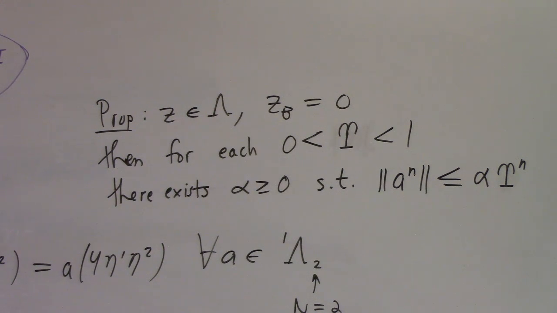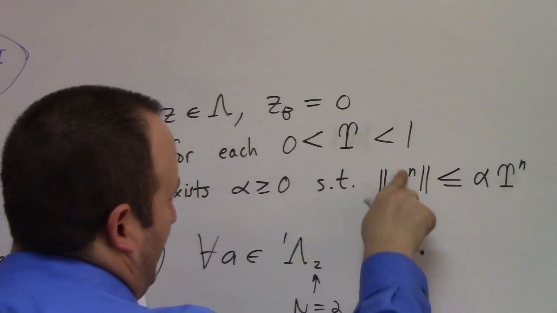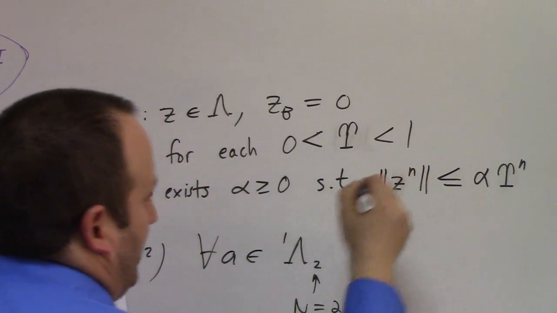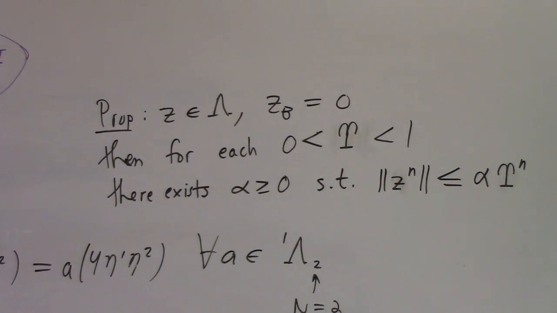What's this A? Are you sure it's not a Z? Or... That's gotta be Z. I think it's a typo. Sorry about that. Otherwise this isn't interesting. Yeah.